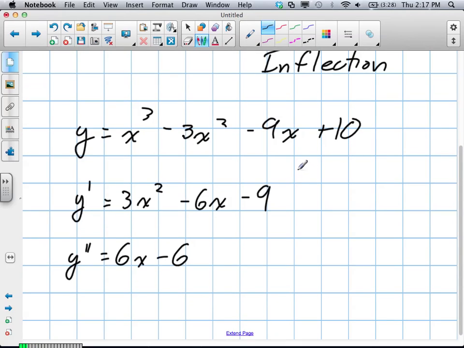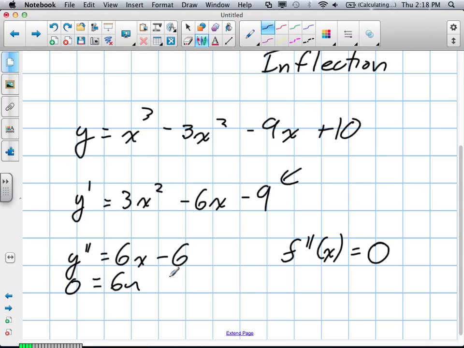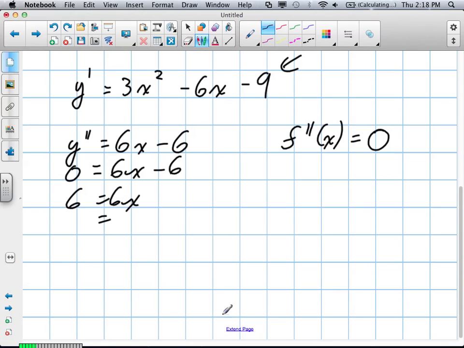And critical values we find using our first order derivative. So what we're going to do here is, first of all, find concave up and down, and if there's an inflection point. To find an inflection point, remember that's when our f double prime x is equal to 0. So we're going to plug 0 in for y double prime here. We get 6x minus 6 equals 0, so 6 equals 6x. X equals 1. So x is equal to 1 when f double prime x is equal to 0.